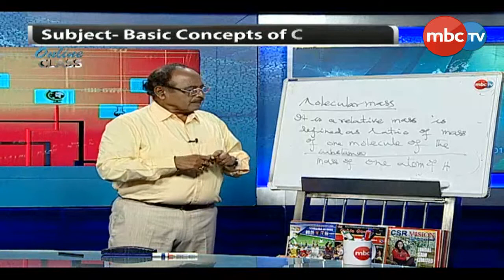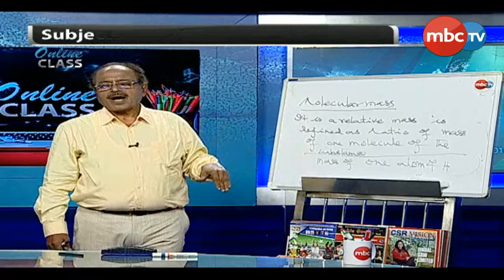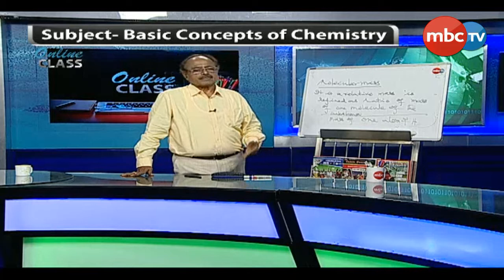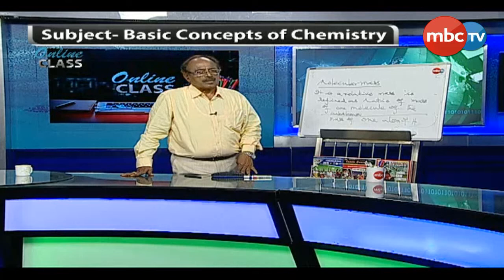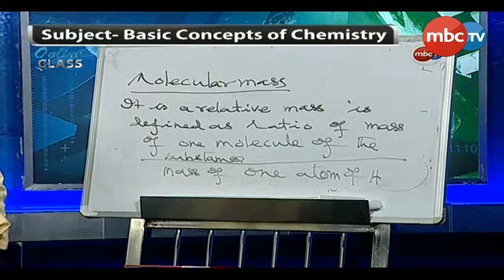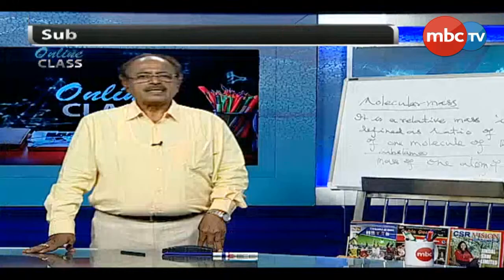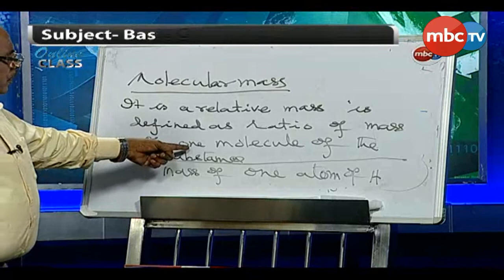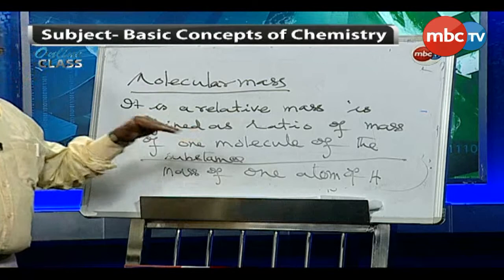So that means, what do you mean by this? How many times the mass of a molecule of the substance. Why am I using the word substance? Because it may be an elementary molecule or it may be a molecule of a compound. Suppose I am talking about carbon dioxide, it is a compound. I am talking about oxygen, it is an element. So it may be a molecule of an element, it may be a molecule of a compound. So I am using the word substance. So it is defined as a ratio of the mass of one molecule of the substance by the mass of one atom of hydrogen. This was the first definition that came for molecular mass.